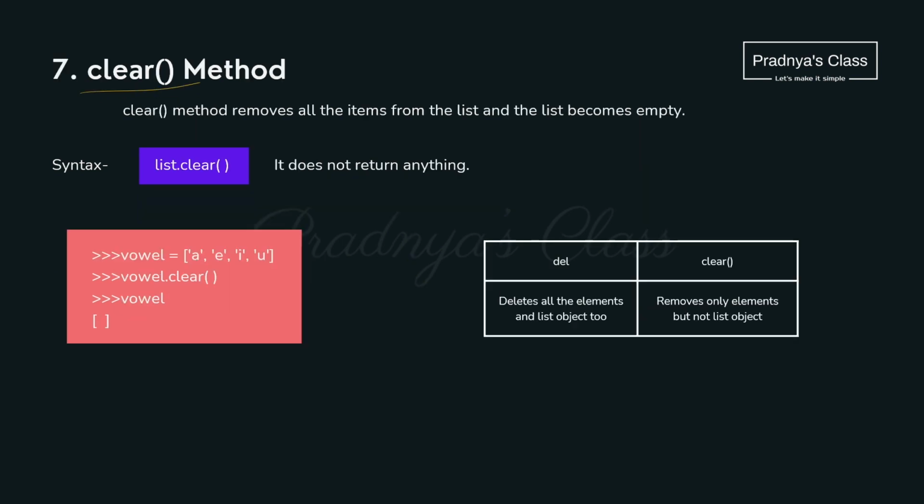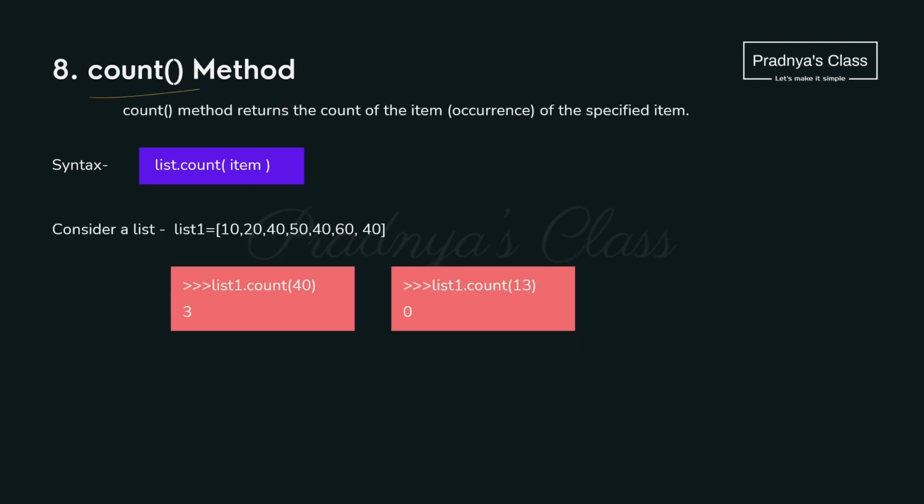With the clear method, all the items will get deleted and the list will become empty. With the del statement, the list object will get deleted along with its elements. But with the clear method, only the elements will get deleted. The list object will exist. The working of count is the same in case of string, tuple and list. It counts the occurrence of the item.